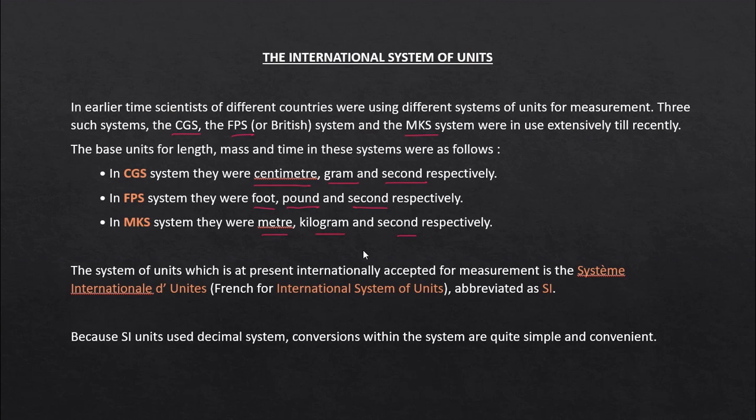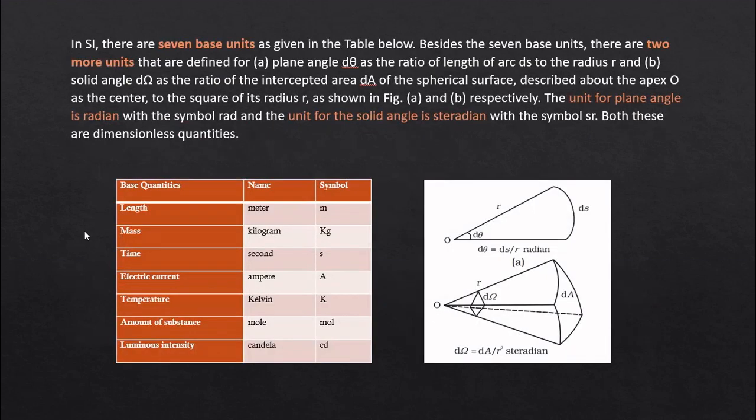The system of units which is at present internationally accepted for measurement is called the International System of Units, also abbreviated as SI. So we normally nowadays deal with SI units because SI units use decimal systems. Conversion within the system is quite simple and convenient. In SI there are 7 base units, which you can see here.